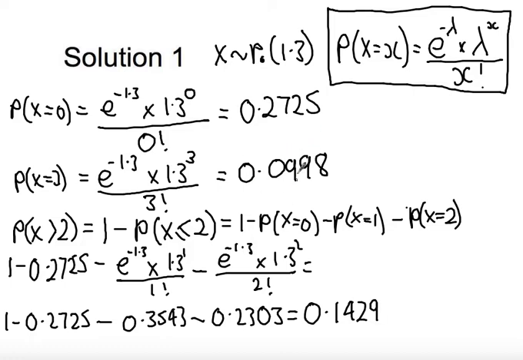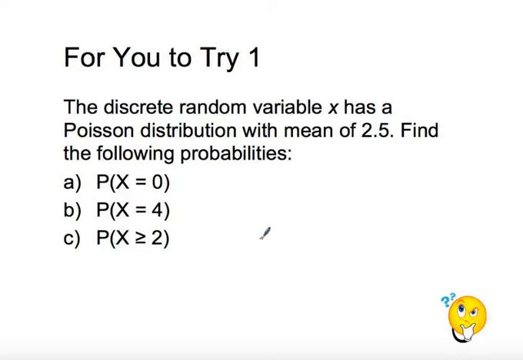It's a good idea when you're working through the Poisson distribution, whenever you get any questions that aren't an exact value as well, to take the opportunity to practice using that formula. Sometimes in the exam they give you questions where you can't use tables, and sometimes in the exam they also ask you specifically not to use tables. So here's one for you to try out. We have the discrete random variable x that has a Poisson distribution with mean 2.5. Find the following probabilities. So if you pause the video at this point, have a go at the question for yourself, and then resume it once you've had a go at the question, and we'll go through that answer.